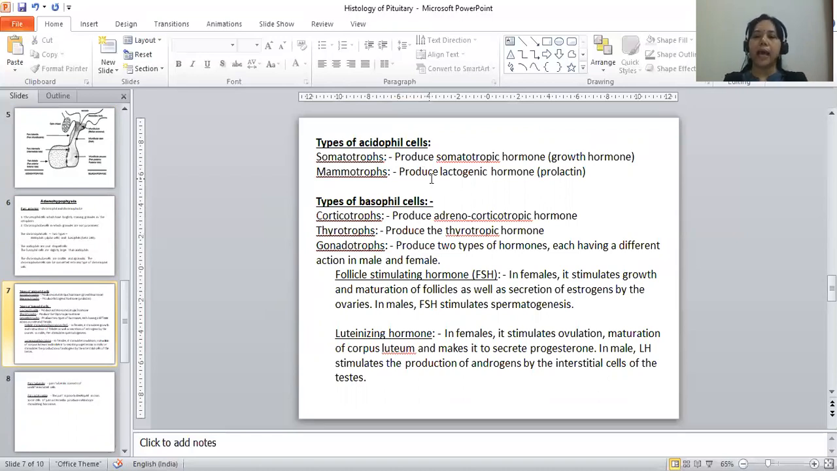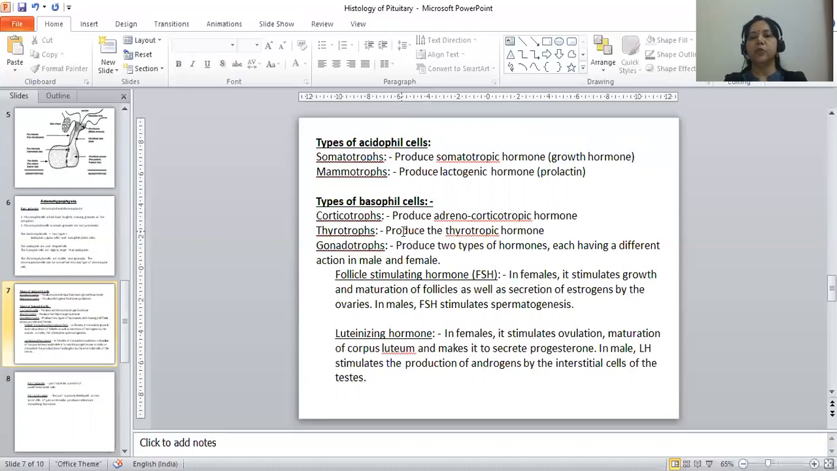The mammotrophs act on the milk producing cells in the mammary gland and stimulate them to produce milk after childbirth. Of the basophil cells, there are three types: corticotrophs, thyrotrophs and gonadotrophs. Corticotrophs produce ACTH, adrenocorticotrophic hormone. Thyrotrophs produce TSH or TTH, thyrotrophic hormone or thyroid stimulating hormone. Gonadotrophs, there are two types, are produced in both male and female.